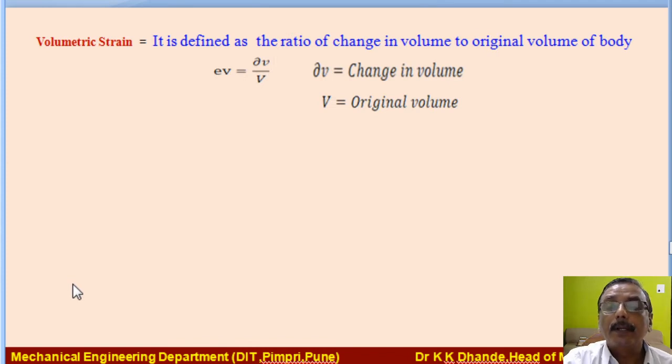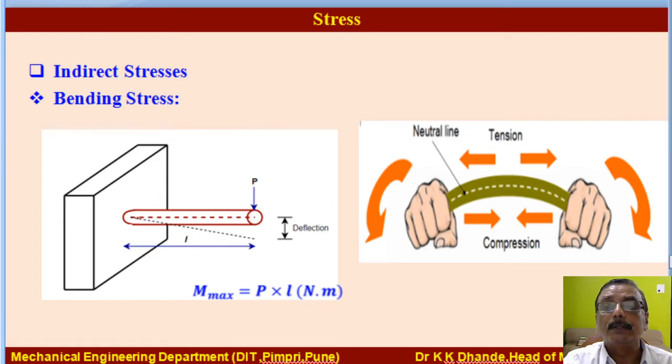And lastly, volumetric strain. When the load is acting on that side, we have seen its length is changed, and its lateral dimensions, width and thickness, also change. Ultimately, its volume will change. Hence, another strain is volumetric strain. It is defined as the ratio of change in volume to original volume of the body. Volumetric strain is denoted by EV is equal to delta V upon V, where delta V is the change in volume and capital V is the original volume. Here again, it is strain, so it has no unit.